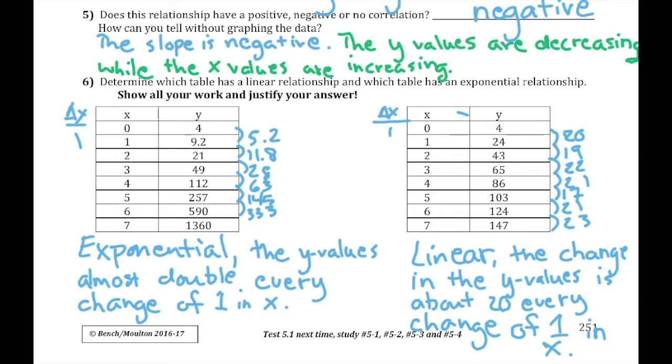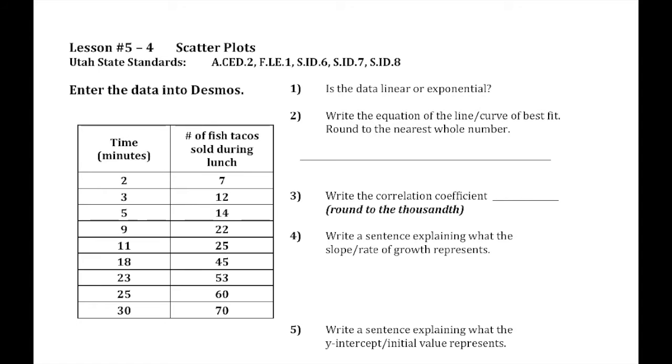Okay, so lesson 5-4, scatter plots. So here we're going to be entering the data into our Desmos.com calculator for each situation, and we're going to decide if it's linear or exponential. We're going to write an equation for the line or curve of best fit, find the correlation coefficient, and describe what the slope or rate of growth and the Y-intercept or initial value represent.